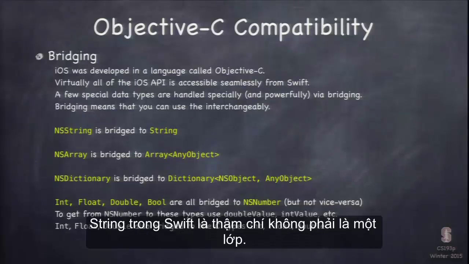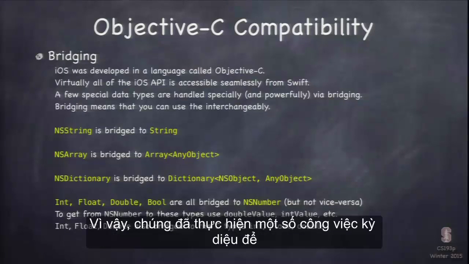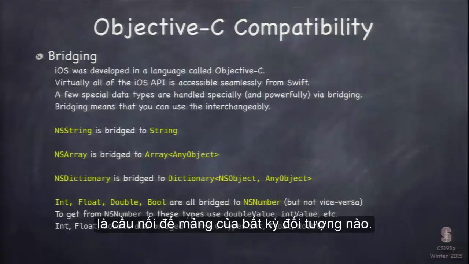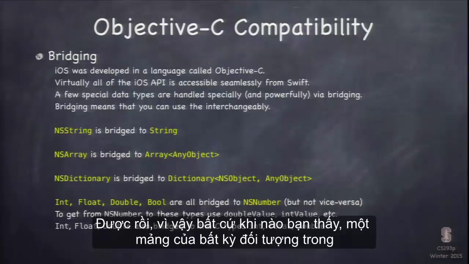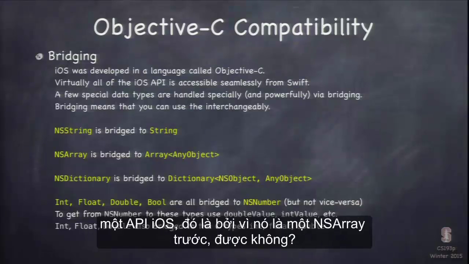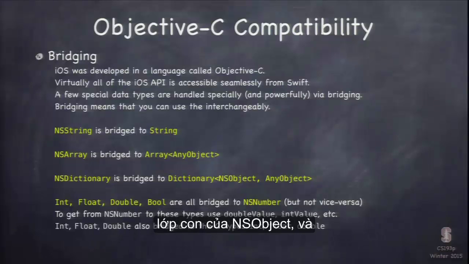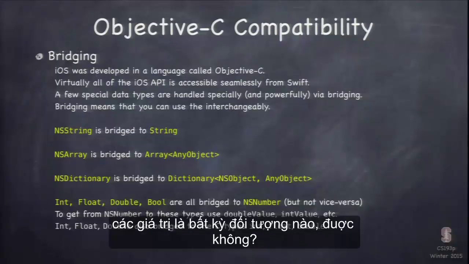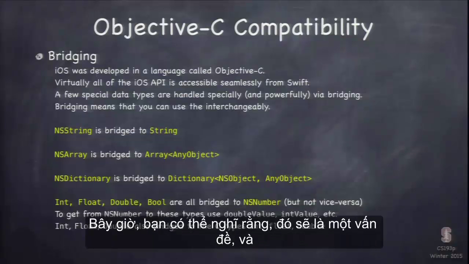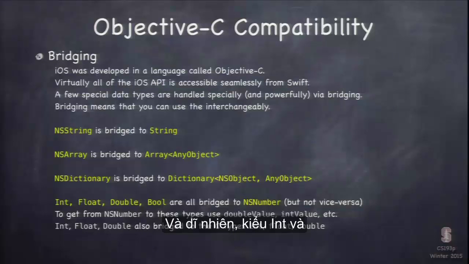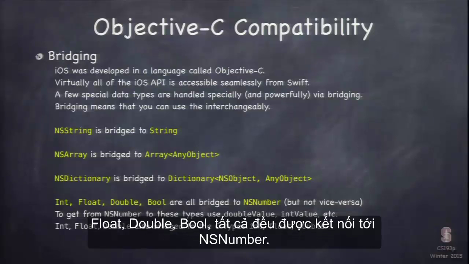String in Swift is not even a class. Okay? It's just a struct. So they've done some miraculous work to bridge these things. NSArray, which is the old array, is bridged to Array of AnyObject. Okay, so anytime you see an array of AnyObject in an iOS API, it's because it was an NSArray before. Okay? Then NSDictionary is an interesting one. It's bridged to Dictionary where the keys have to be subclasses of NSObject, and the values are AnyObject. Okay? Now, you might think, oh, that's going to be a problem, and I'll explain a little bit why that's not in a moment. And then, of course, Int and Float, Double, Bool, they're all bridged to NSNumber.